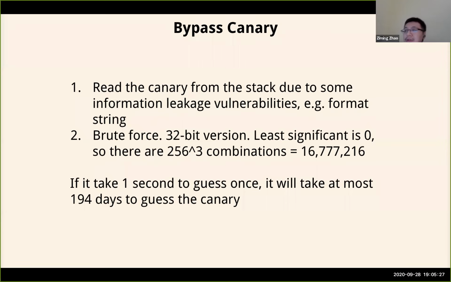The first one is, if there is an information leakage vulnerability, if there is a read pointer somewhere you can control, then you can read whatever is in the memory. And if the canary is stored on the stack, you can simply read it out. And then you can craft your exploit. When you craft the exploit, you already know what the canary is, so it cannot stop you.